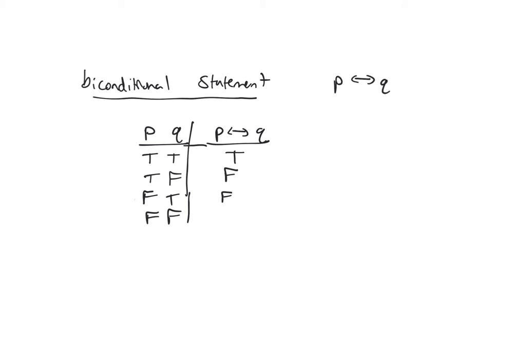They have opposite truth values, so you would record a false. Now, for the last row, they are both false, which means they're both the same. So the biconditional would be true. So this would be the truth table for a biconditional statement.